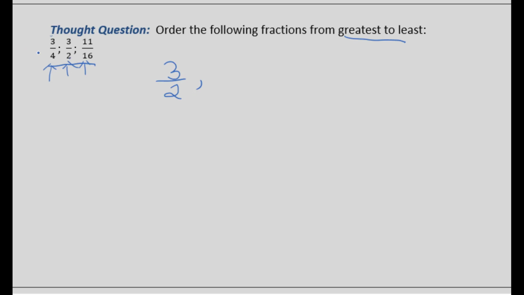Now, what's the next greatest fraction? Well, if you go back to the number line, you'll see that 3/4 is the same as 12/16. And you only have 11/16 here. So that would make 3/4 bigger. And then 11/16, which would be the smallest fraction up there.